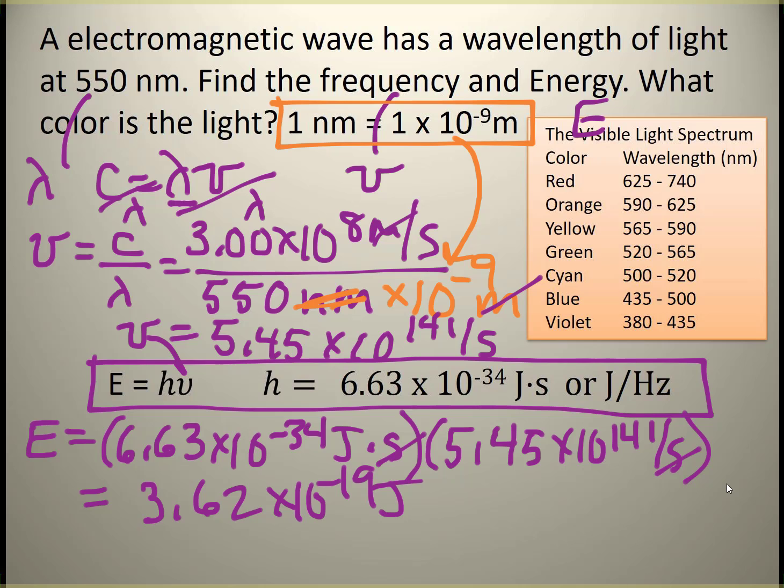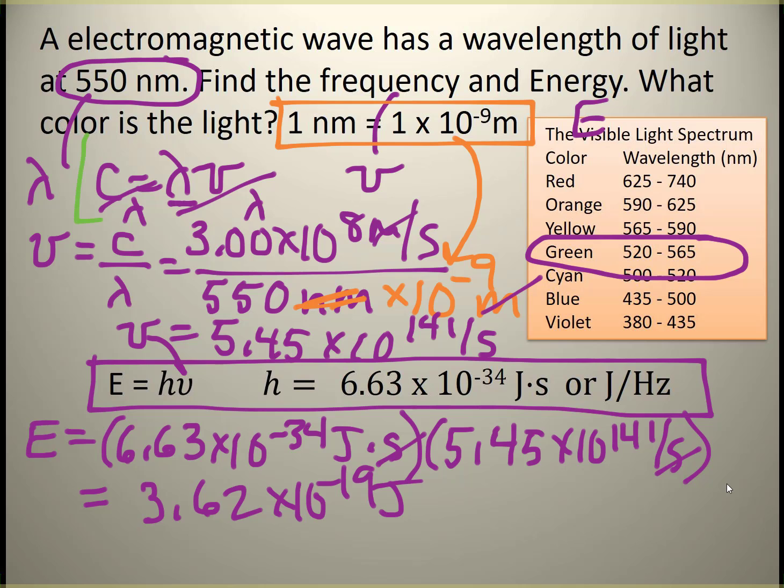Now this does say what color is this light, and it is based off wavelength, so 550. And looking on this chart, I see that that is in the green range. So this is a green wavelength of light. It has a frequency of 5.45 times 10 to the 14th hertz, or 1 over s, and it has an energy of 3.62 times 10 to the minus 19 joules. So that one little particle of light has just a really small amount of energy. But this is how you do these calculations.